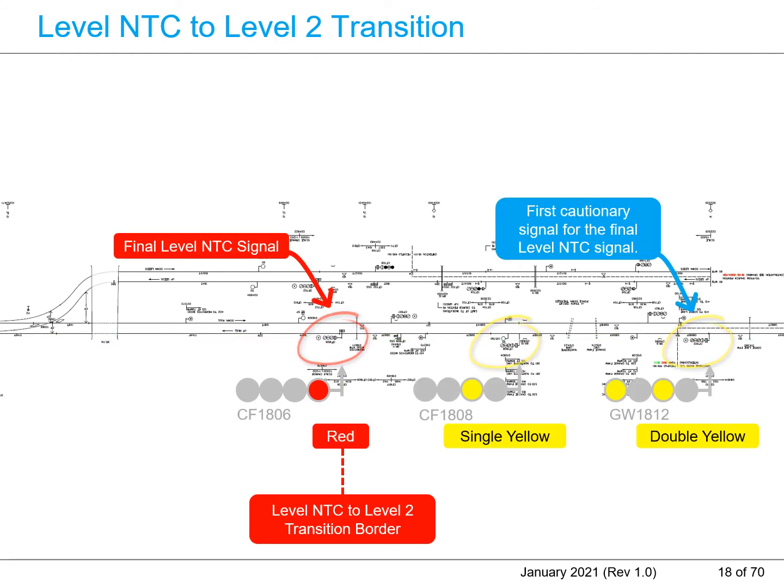The first cautionary signal, for the final signal in level NTC area, is signal GW1812. This signal displays double yellow aspect when signal CF1806 displays red aspect. Signal GW1812 is the reference location to establish the ETCS trackside entity's location on the approach side of the level transition border.